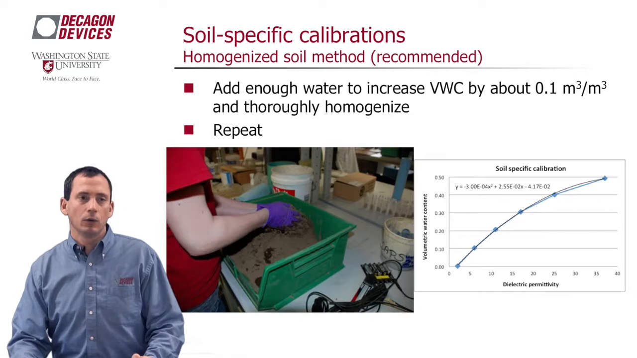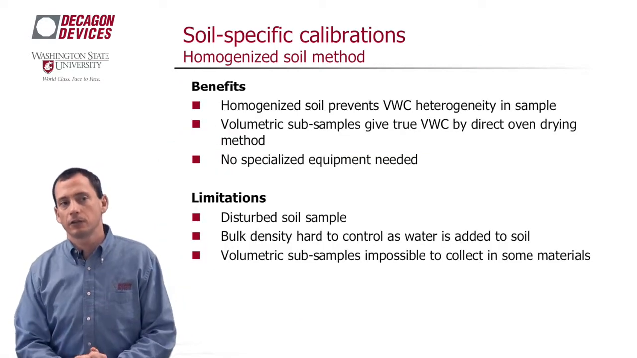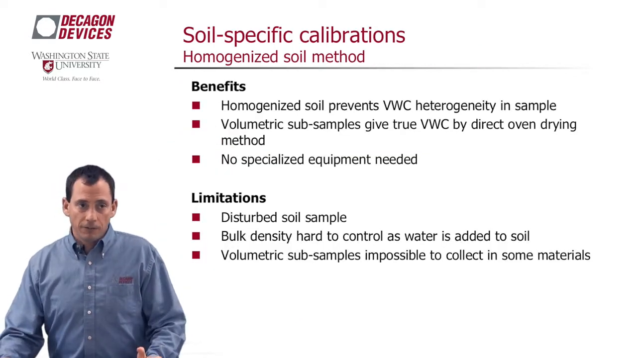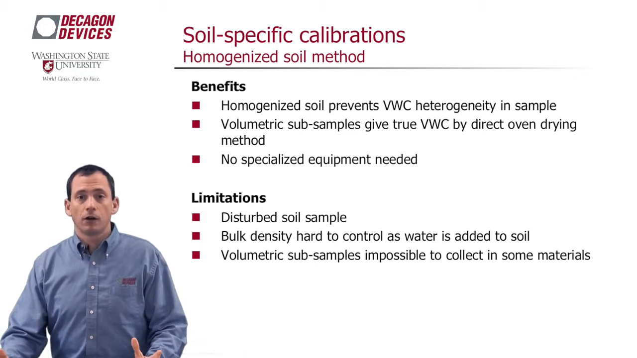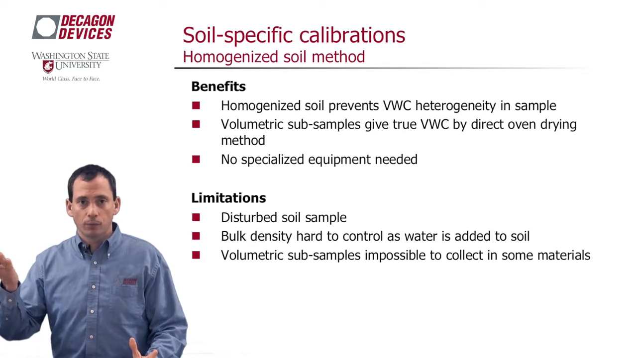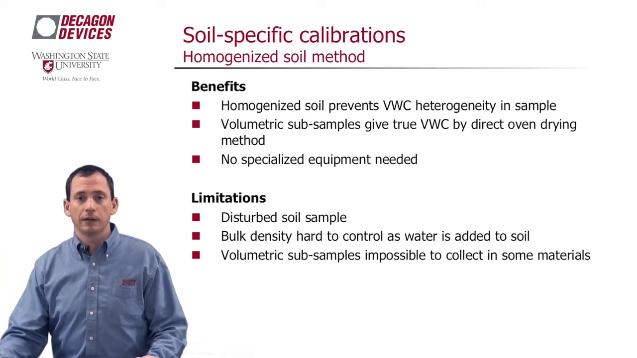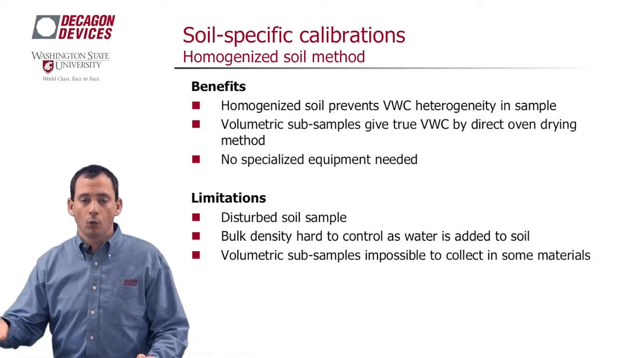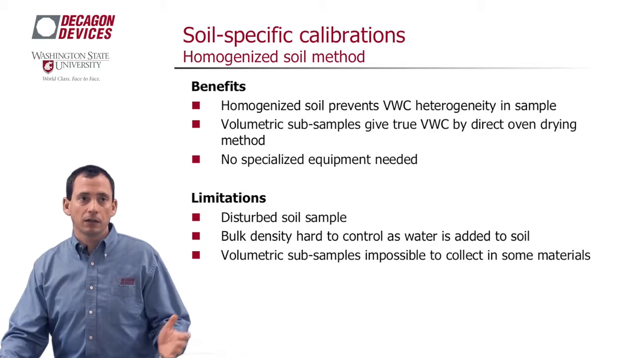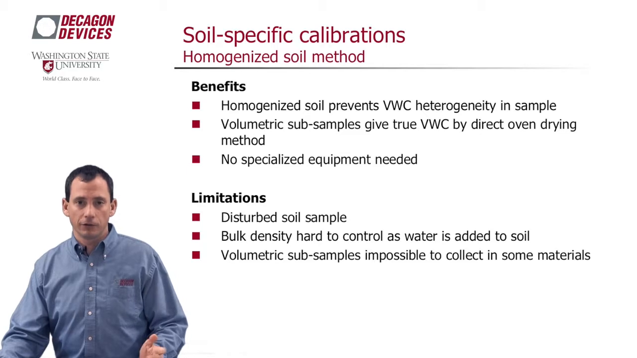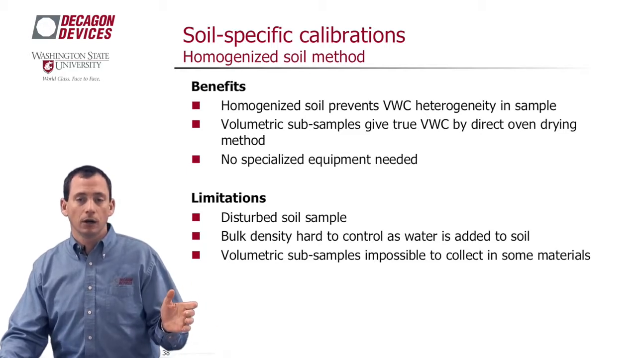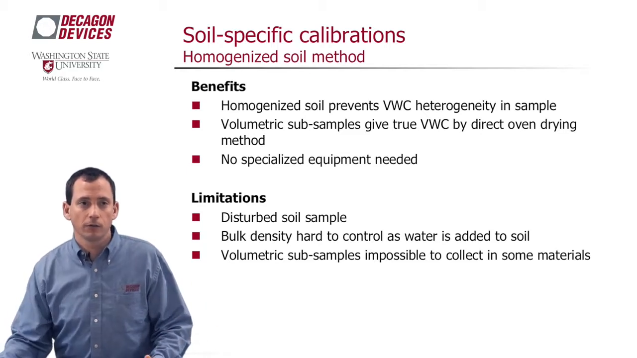If you do this, well, let's talk first a little bit about the benefits and limitations. The benefits here are pretty big. First of all, the fact that you homogenize the soil prevents those problems with the drying front and prevents the problems with water loss from areas that the sensor isn't actually measuring. Second, those volumetric subsamples give the true volumetric water content by oven drying. So you're correlating this back to our primary and our direct measurement of water content.